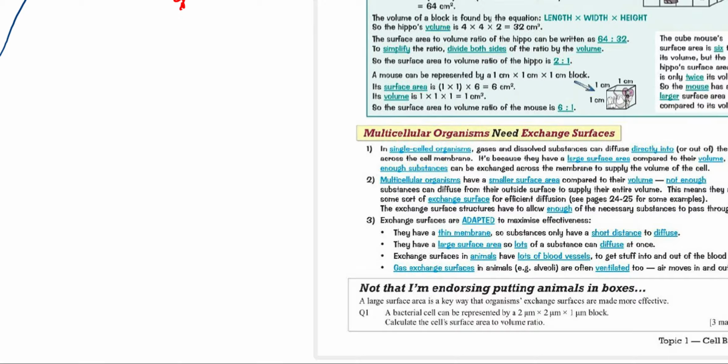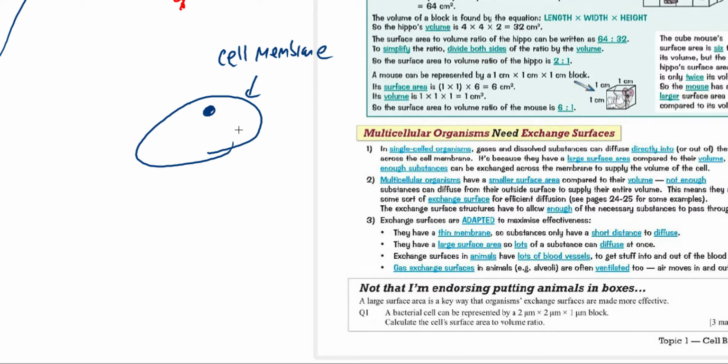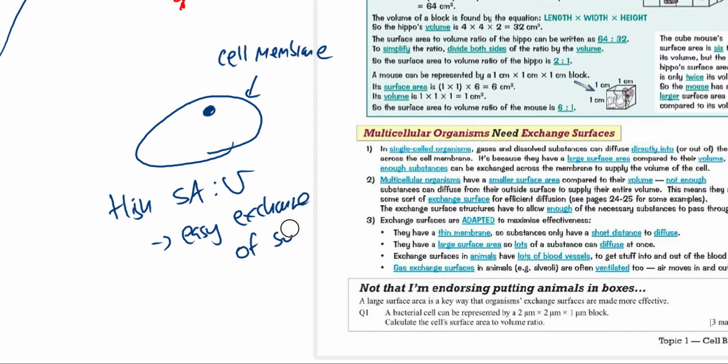So essentially, what it's saying, a single-cell organism, again, is just something like this. Maybe you'll have a nucleus, or maybe not, and then it has the cell membrane, which we remember allows substances into and out of the cell. So this surface area here is very large, so this has a high surface area to volume ratio, so therefore it allows easy exchange of substances. So this could be gases, it could be, I don't know, whatever else it needs, proteins, etc.